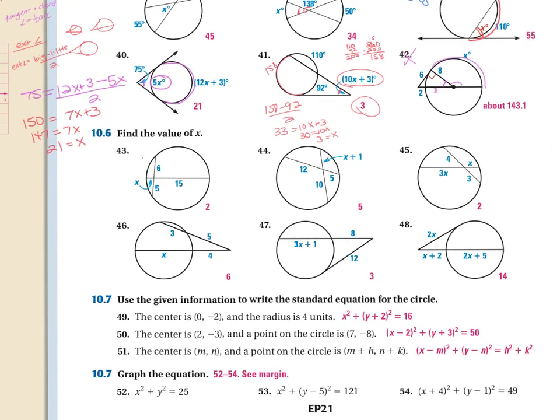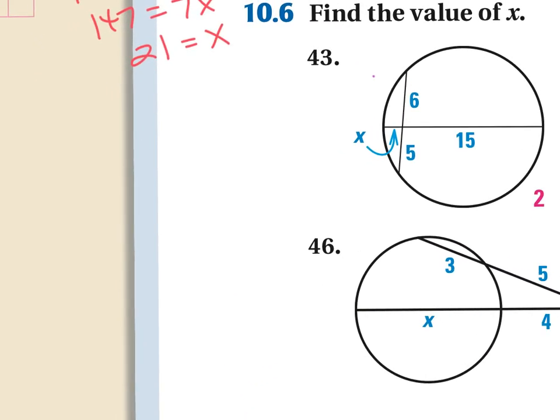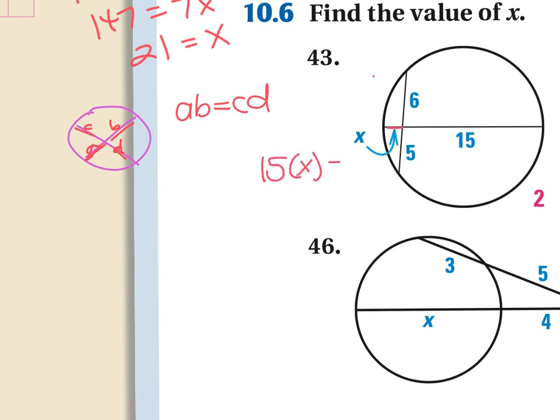Okay, 10.6 is now dealing with all of the segments inside a circle. The first type was again two chords. If two chords intersect inside a circle, then the products of their lengths are equal to each other. So A times B would equal C times D. So in 33, if this is x, then 15 times x would equal 6 times 5. 15x would equal 30, and x would equal 2.